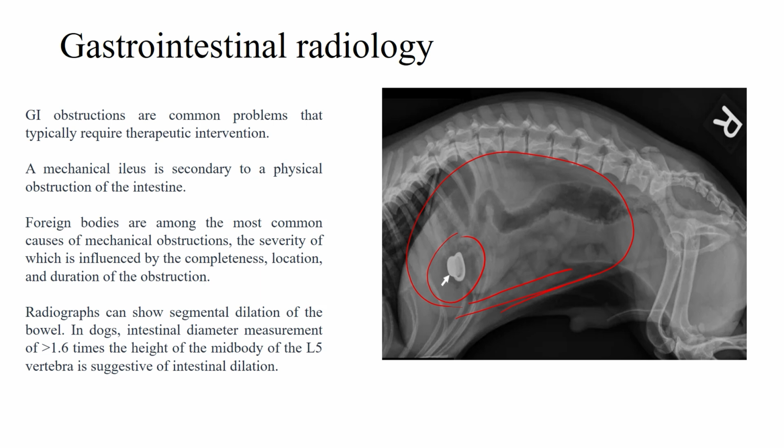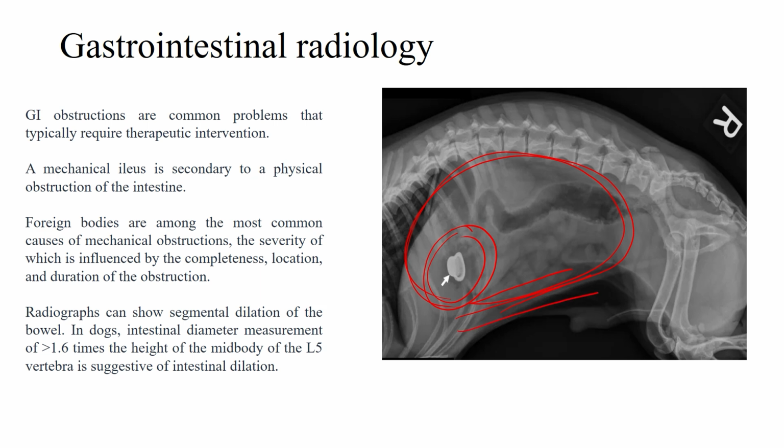Herein, GI obstructions are very common problems that typically require therapeutic interventions. As you can see in the picture, the mechanical ileus, which is prominent here, is a physical obstruction of the intestine. Foreign bodies are among the most common causes of mechanical obstruction. The severity is influenced by the completeness, location, and duration of the obstruction. As long as the mechanical obstruction is there, it is going to put a lot of stress on the region, there will be thickening of the tissue, and as a result there will be narrowing of the lumen, which can create further problems.